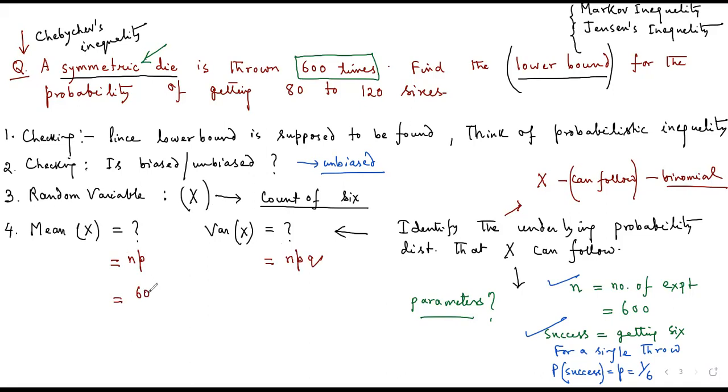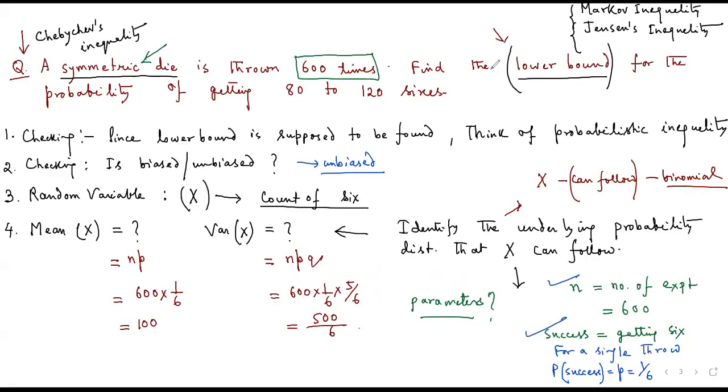The mean of the variable x is np and the variance is npq. The mean is 600 into 1/6, that is 100. And the variance would be 600 into 1/6 into 5/6, that is 500/6. So we have now started solving the problem. We have dissected the problem in the following manner, and we have found what sort of probability distribution we can think of. Now, let us try to find out the lower bound.